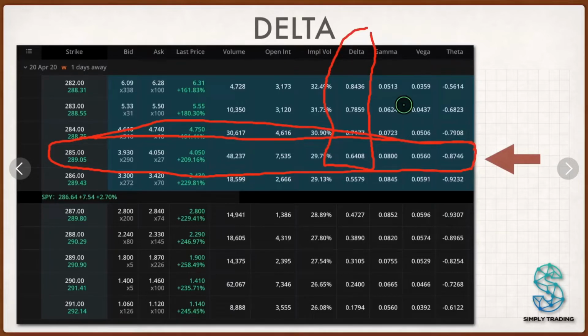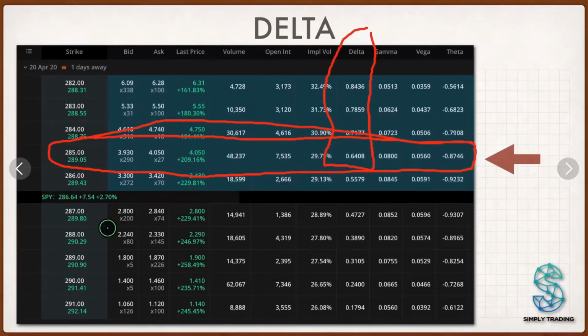So if the price of the underlying share should go from 286.64 to 287.64, your contract value will increase by $64. Now if you have a call and that dollar goes down instead of going up, you will lose $64 worth of value of your contract.